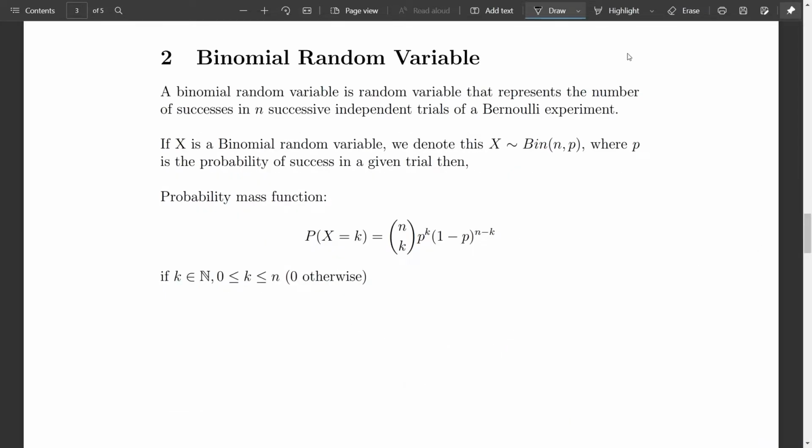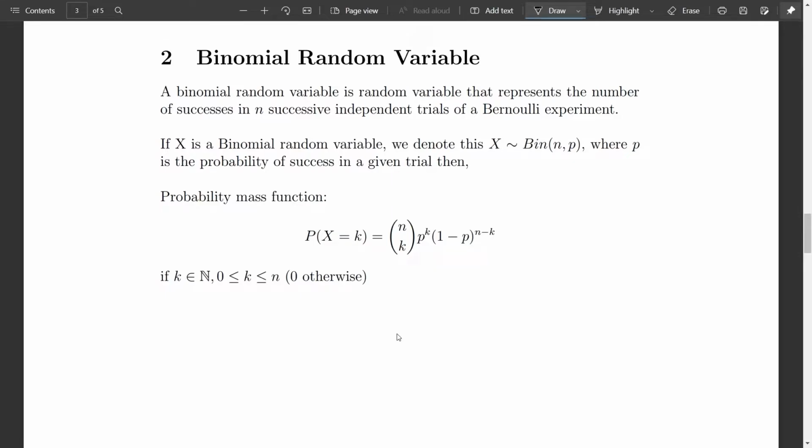A binomial random variable is a random variable that represents the number of successes in n successive independent trials of a Bernoulli experiment. If X is a binomial random variable, we denote this as X distributed as B(n, p), where p is the probability of success and n is the number of trials.